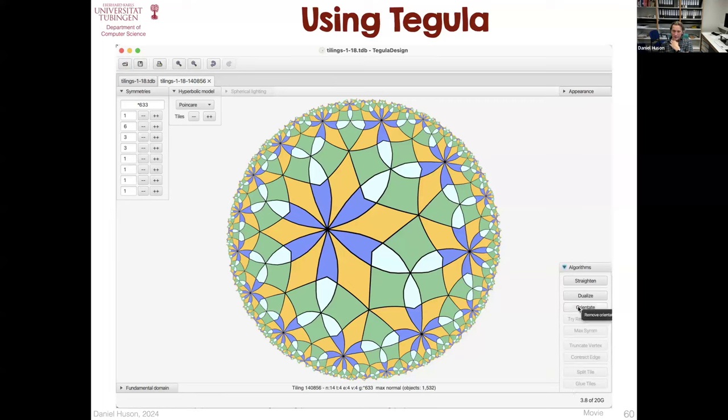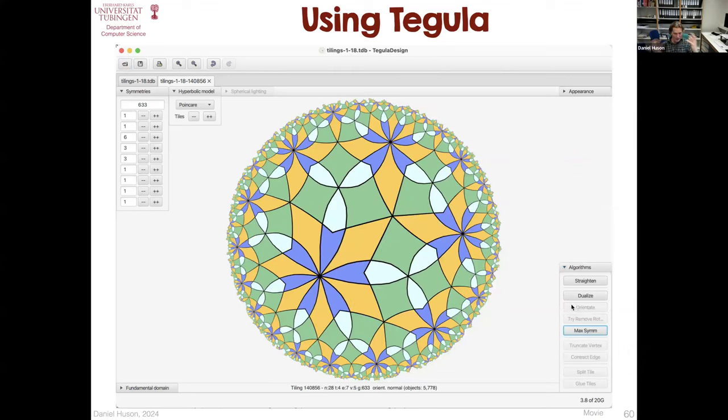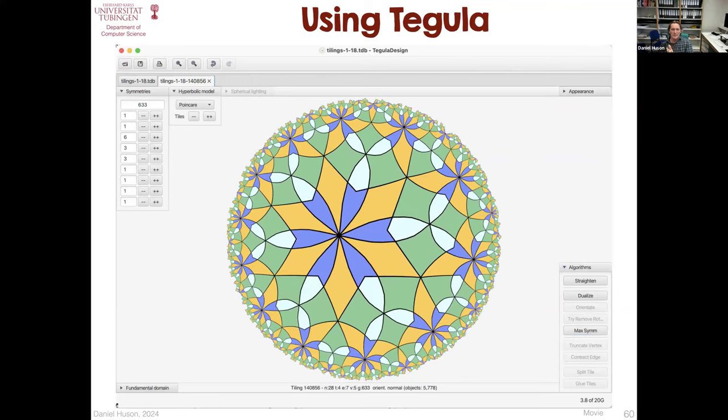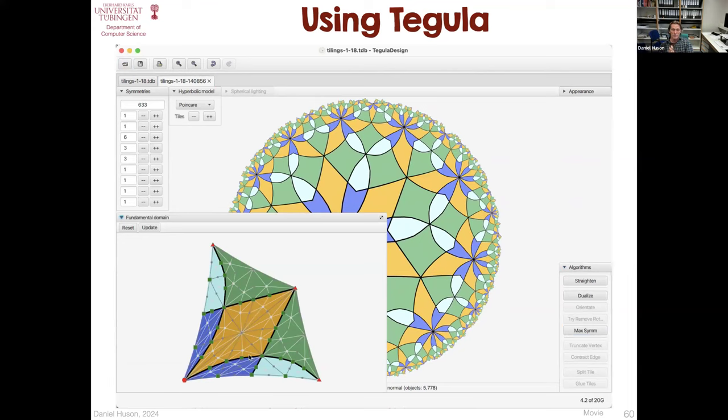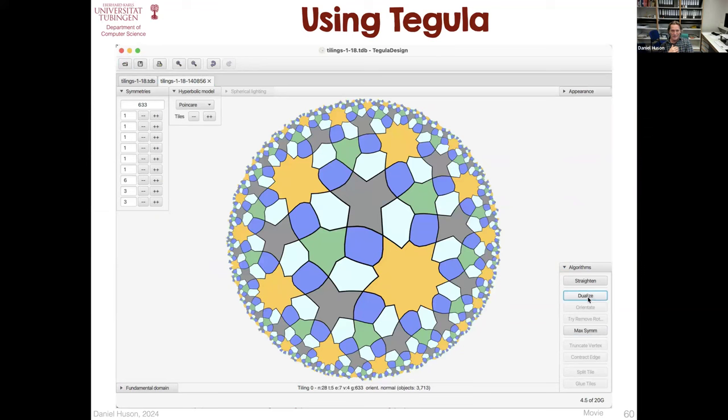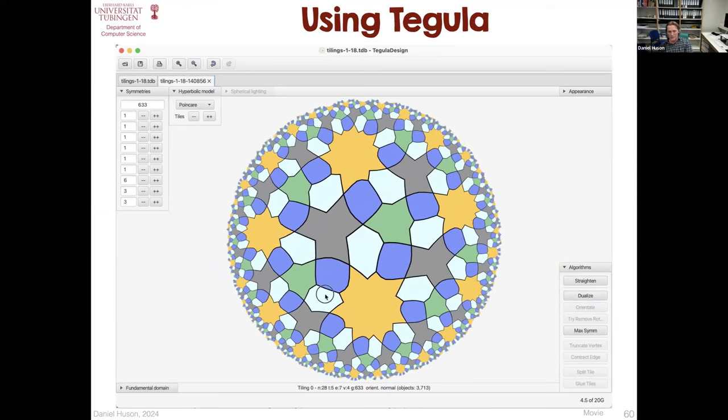You can take out the reflections by pressing that button. I guess it makes the Delaney symbol that's twice as big. Don't see it here. So this is something where you can still see the reflections, but when you look at the fundamental domain, you can actually change stuff so that the reflections are no longer present. So that's a dual tiling.